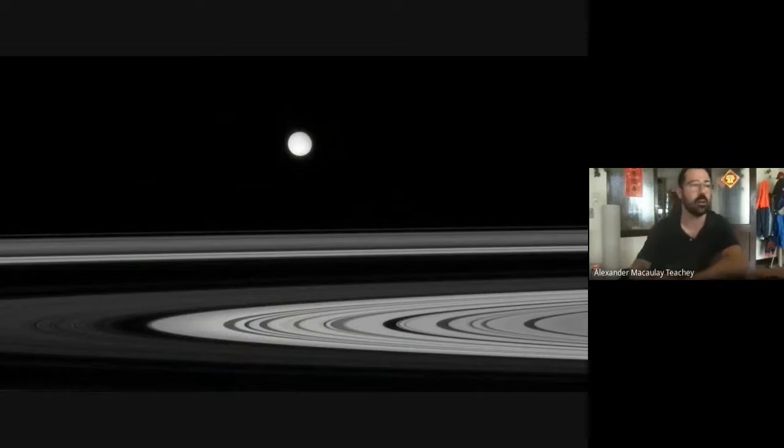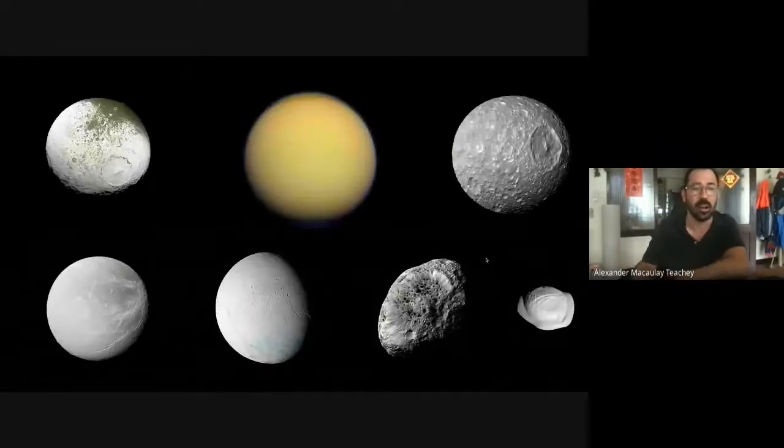Just so many incredible images of Saturn, its rings, its small moons, its large moons. Here's a sample of some of its moons. Iapetus, Titan, Mimas, Dione, Enceladus, Hyperion, and Pan. These are not to scale, by the way. Titan is by far the largest. This is Hyperion here, much, much smaller.